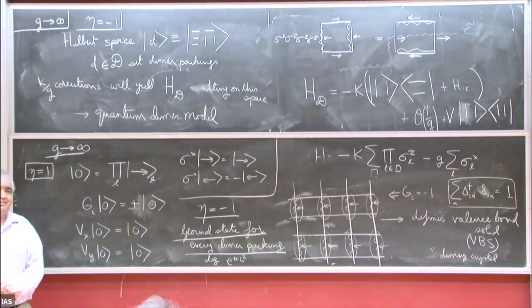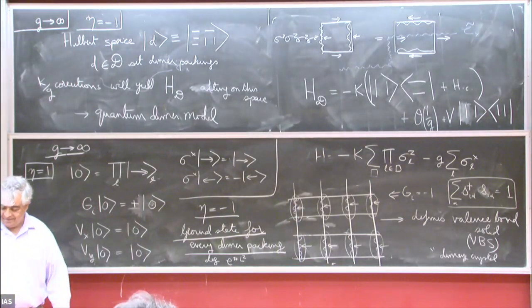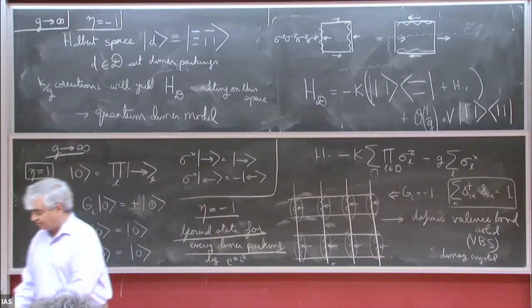Any questions in India? Subir, there was a question regarding how you interpreted the sigma x states as singlets, because the sigma x state is on the links and the singlet is made out of the bonds of the sites. So the singlet is also on the links.